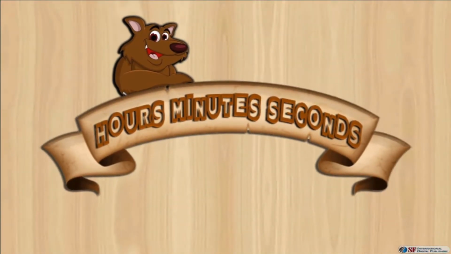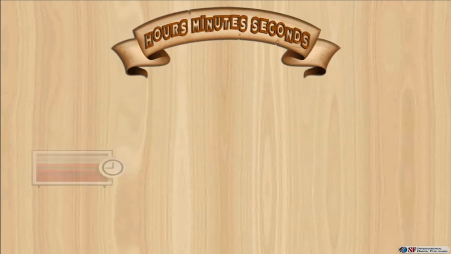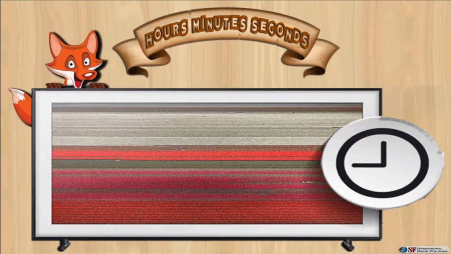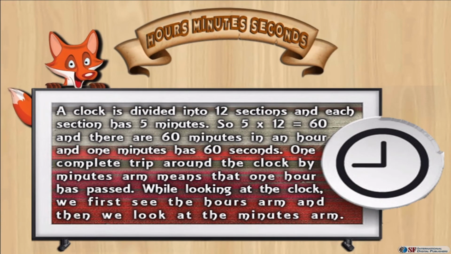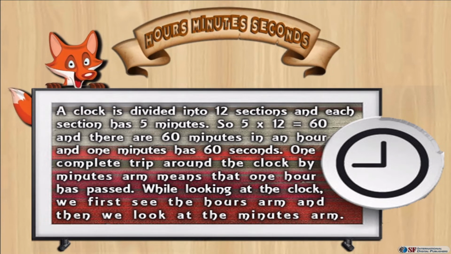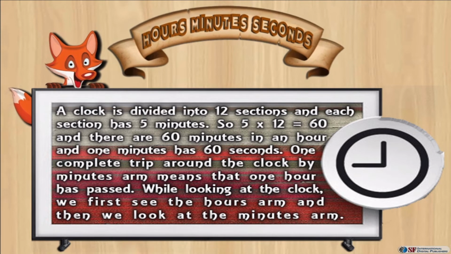In this section, we will learn about hours, minutes, and seconds. A clock is divided into 12 sections, and each section has 5 minutes, so 5 multiplied by 12 is equal to 60, as there are 60 minutes in an hour, and 1 minute has 60 seconds. One complete trip around the clock by the minutes arm means that 1 hour has passed.